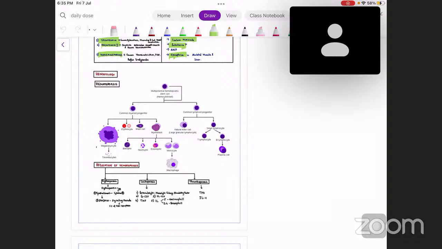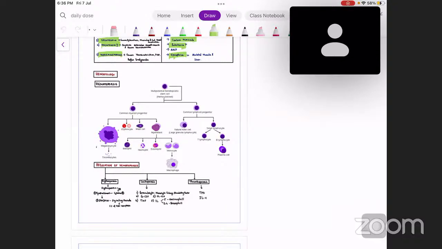Kussmaul sign is seen in constrictive pericarditis, massive pulmonary embolism, RV infarct, and restrictive cardiomyopathy. Prominent Y descent is seen in constrictive pericarditis and tricuspid regurgitation, while you may see a prominent X descent in constrictive pericarditis. And the C wave on the JVP indicates isovolumetric contraction.